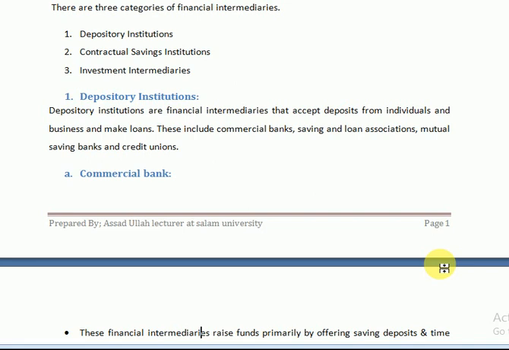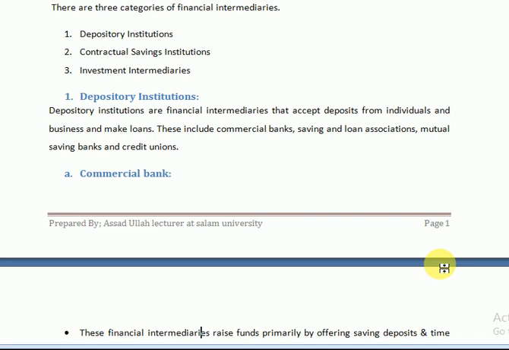Now, why are these called depository institutions? First of all, what are deposits? Look, when savers give money to the bank, this is called deposits. Like you have a bank account and you have some surplus money. You give that money to the bank. This money, when you add it to your account, is called deposits.